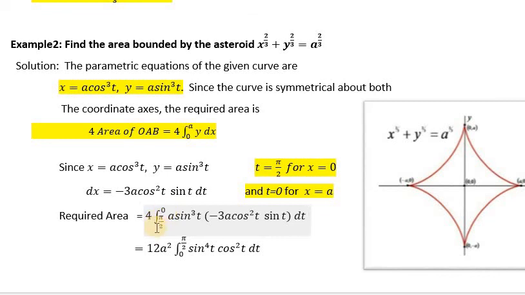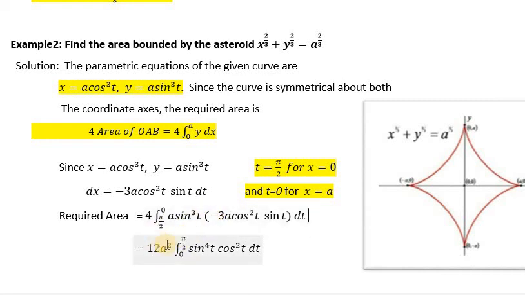4 times integral pi by 2 to 0 a sin cube t. This is the y value, and dx is minus 3a cos square t sin t dt. We have substituted here. Now by simplifying this, we get 12a square integral 0 to pi by 2 sin cube t, and sin t we have multiplied, sin to the power of 4 and cos square t dt. Now see here negative sign is there, and make it positive by interchanging the limits.